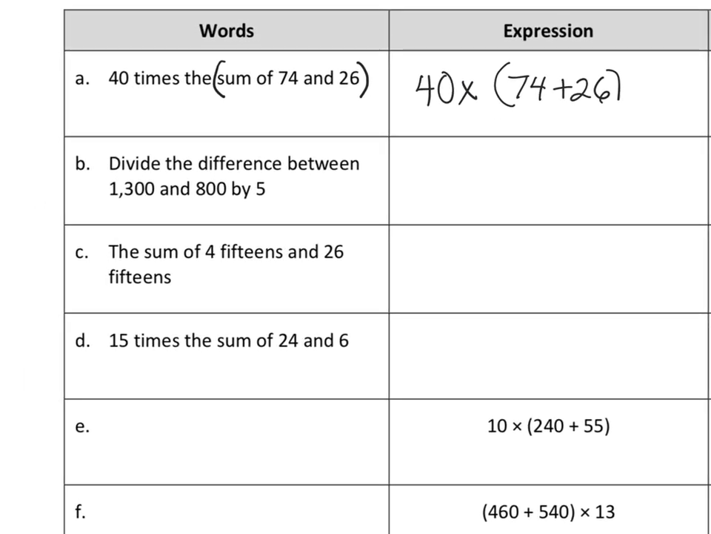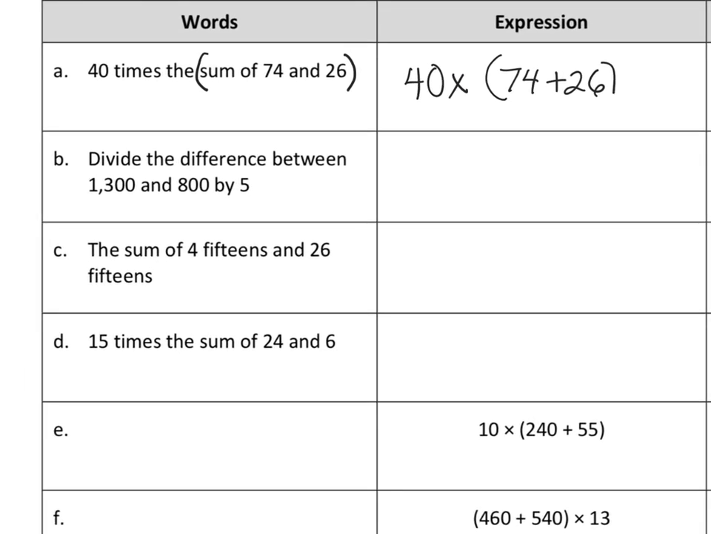Next problem states, divide the difference between 1,300 and 800 by 5. Before we can actually divide the difference, we have to find the difference first. Let's go ahead and put parentheses around difference and between 1,300 and 800. So let's go ahead and write out 1,300 minus 800. Now it says we're going to divide that by 5. And that expression is finished.